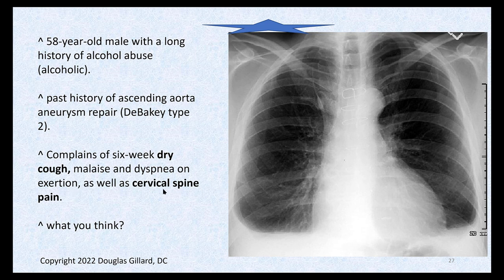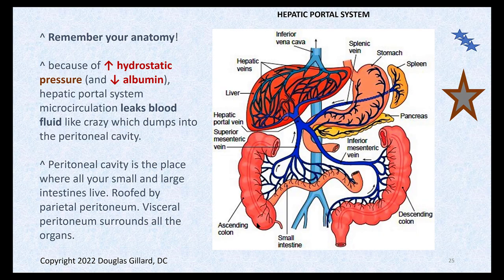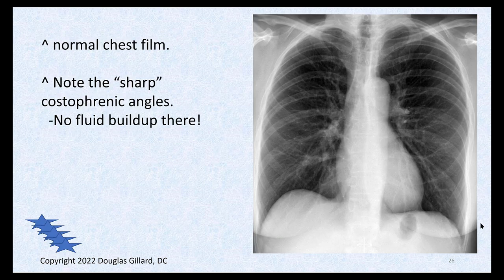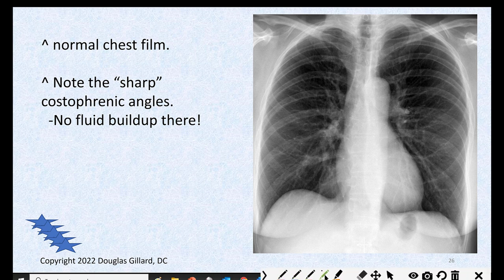He's got neck pain. He thinks there's something wrong with his neck causing all this. You say, you know, we better do, Mr. Jones, let's do a chest film of you just to see what's going on. Here's his chest film. What do you think? Yeah, where are the costophrenic angles? Right? You guys can see those? You should have sharp costophrenic angles. Right? No fluid in there.